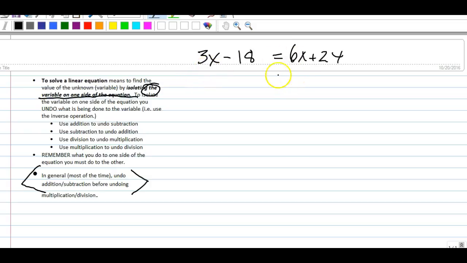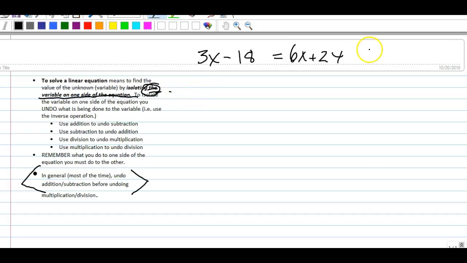Well, here I have a variable on both sides of the equation. I can't isolate one variable on one side of the equation if I have a variable on both sides unless I eliminate one of those variables. Again, when I gave you the instructions for solving an equation, I said isolate the variable, meaning one variable on one side of the equation.